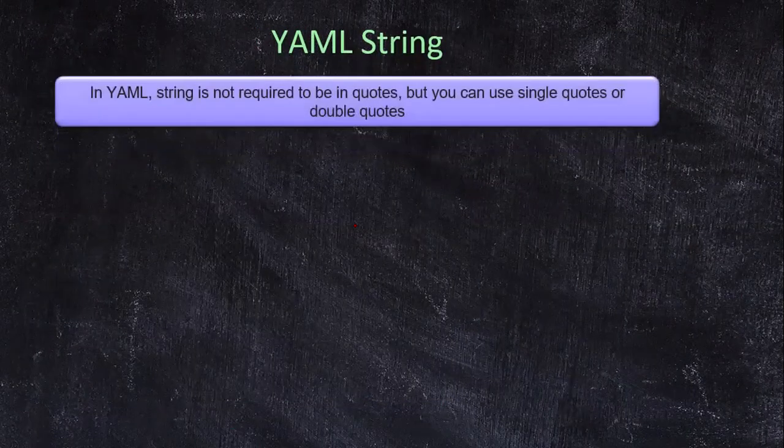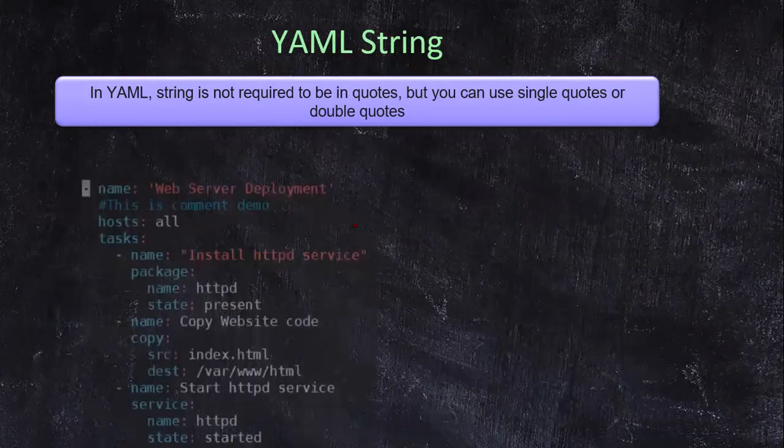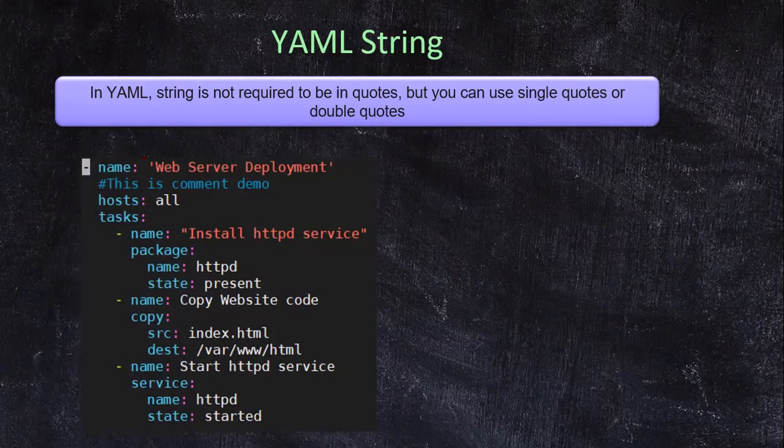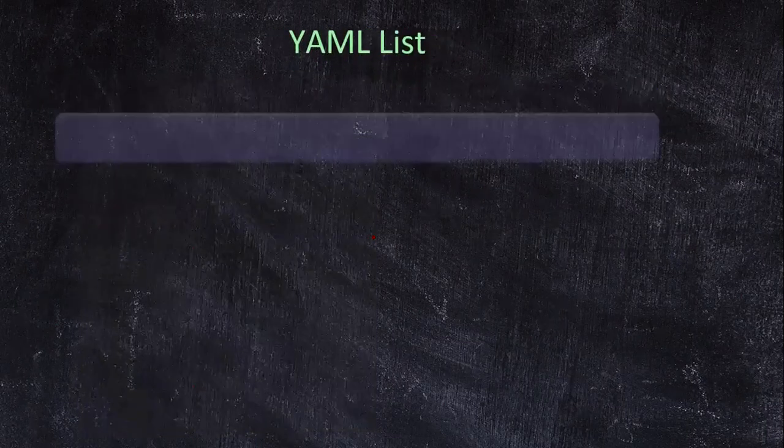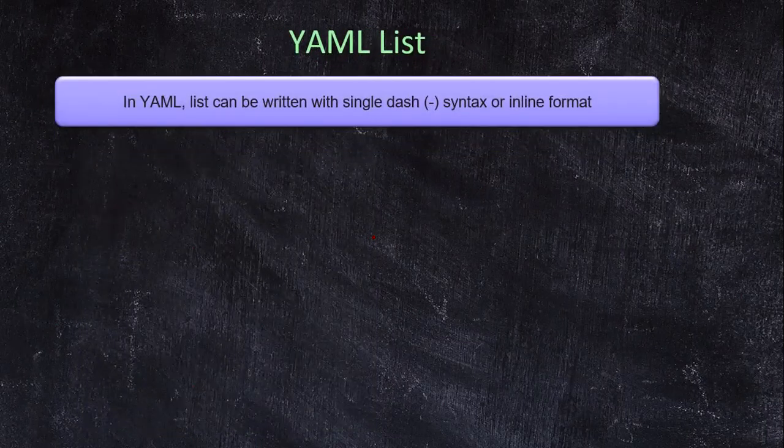And we have YAML string as well. Ideally, when you're writing a string within your YAML code, it would not be required to be in quotes, but you can mention it in both single quotes or double quotes. And we also have list. A list is usually mentioned with a single dash.